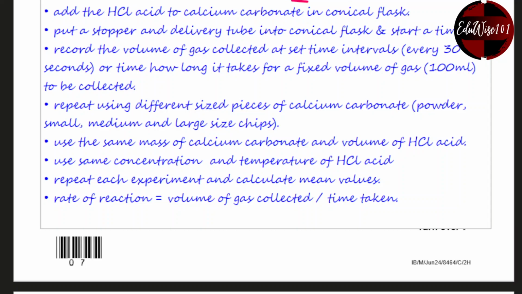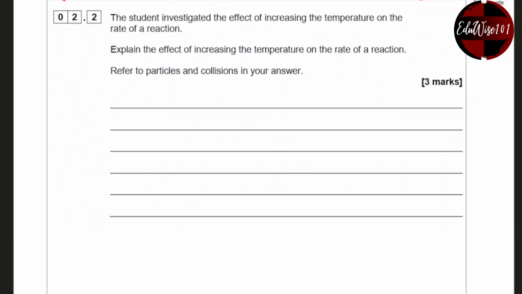Question 2.2, the student investigated the effect of increasing the temperature on the rate of reaction. So if they're going to increase the temperature, how does the rate of reaction change? Explain the effect of increasing the temperature on the rate of reaction. Refer to particles and collisions in your answer.